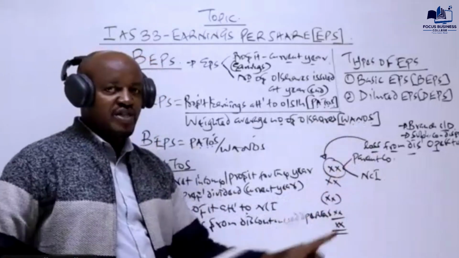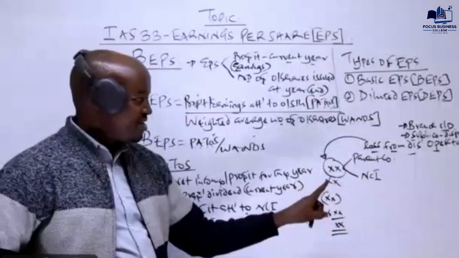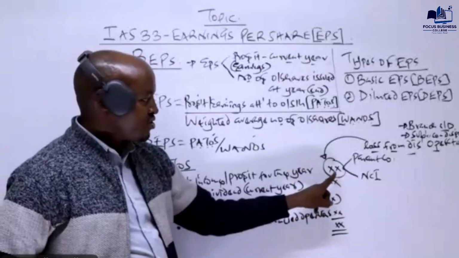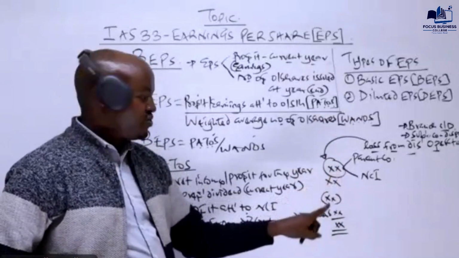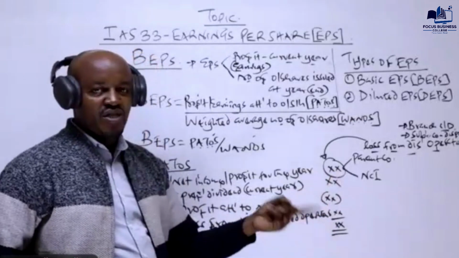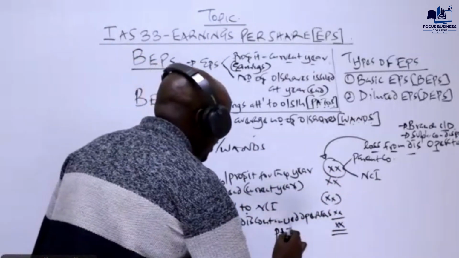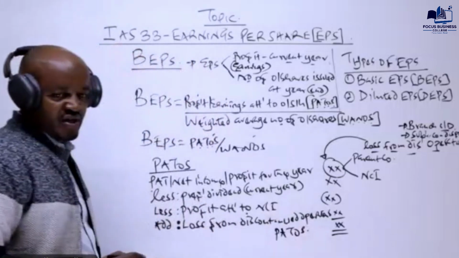How do you exclude that loss, which has already been deducted here? You add it back, because that loss reduced this profit for the year. So whatever you get down here is basically known as PATOS. Is known as what? PATOS.